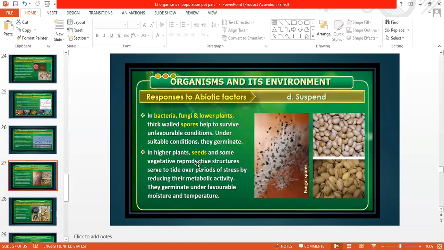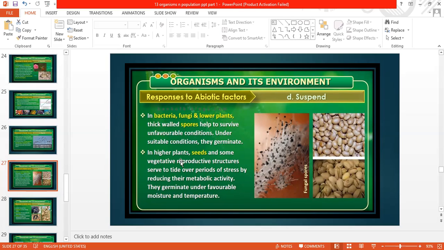Then the second way to overcome the stressful condition, if it is localized or remains for a short duration, is suspend. In bacteria, fungi, and lower plants, they form spores. Spores are thick walled, and these spores help to survive unfavorable conditions. And whenever suitable conditions return, they germinate.